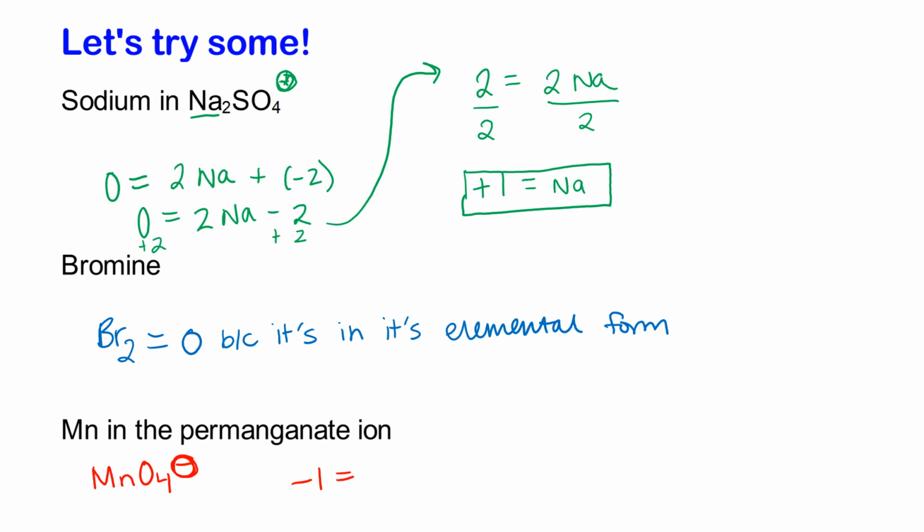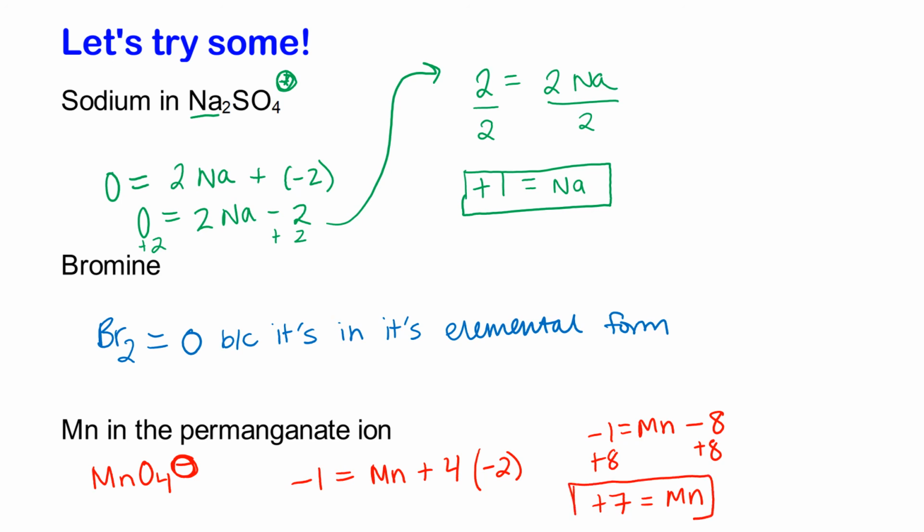So -1 is going to equal whatever the oxidation number of manganese is, plus 4 times the oxidation state of oxygen. And remember, the most common oxidation state of oxygen is going to be -2. So again, when we're solving for this, we have -1 equals Mn minus 8. I'm going to add 8 to both sides. So the oxidation number for manganese in the permanganate ion is going to be +7.